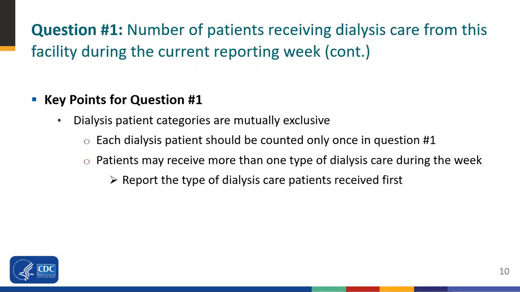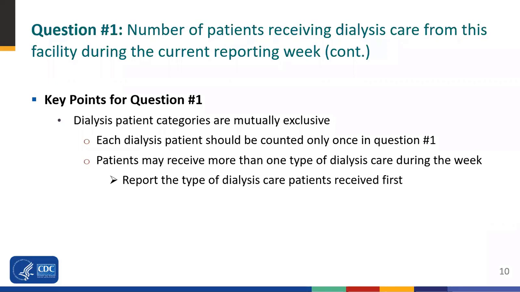So this slide outlines some key points about question 1. Facilities should count patients who are receiving dialysis care during the current reporting week, rather than all patients who have ever been treated through the facility. It's important to remember that dialysis patient categories are mutually exclusive. For question 1, each dialysis patient should be counted only once.